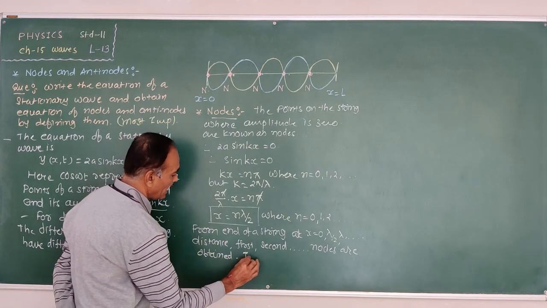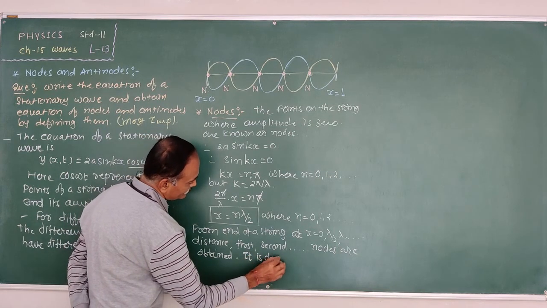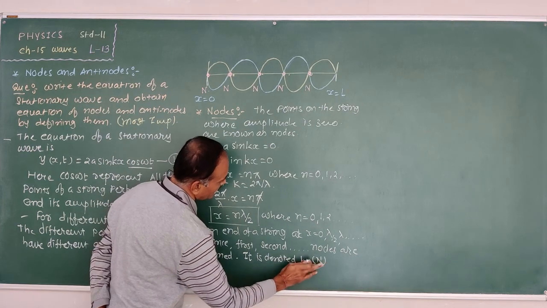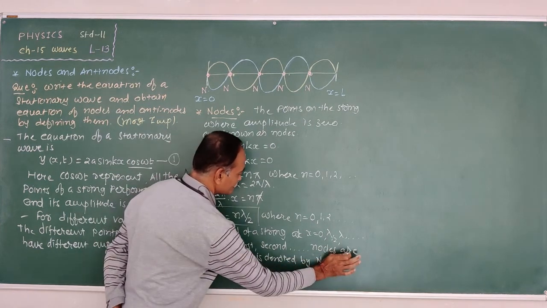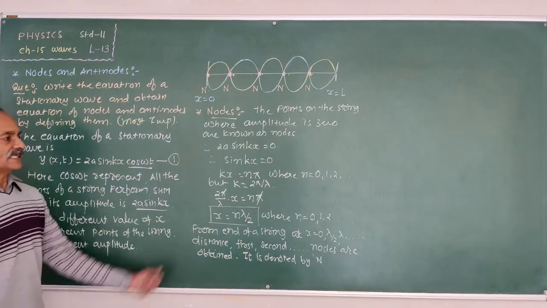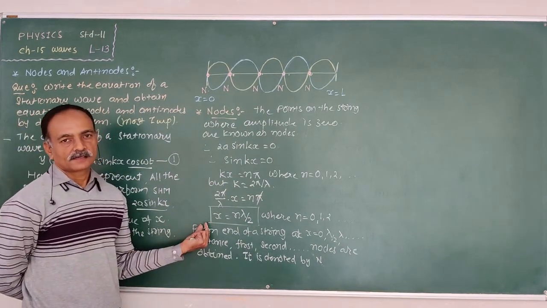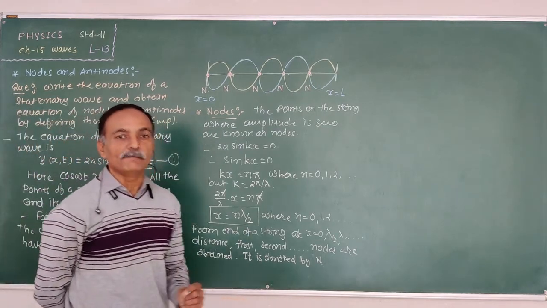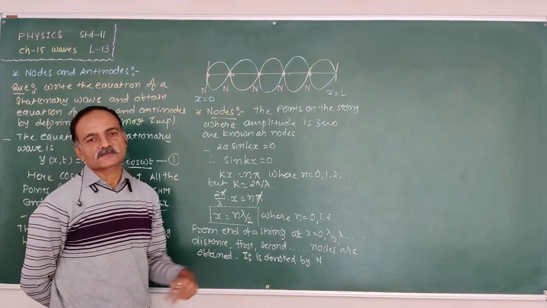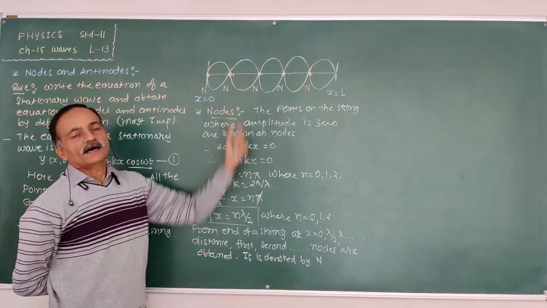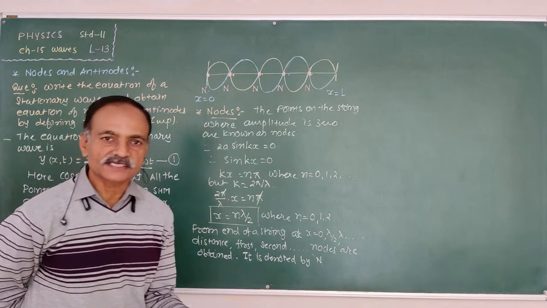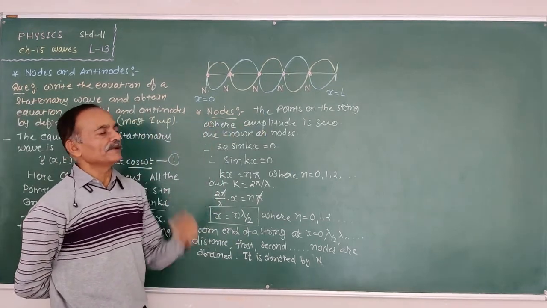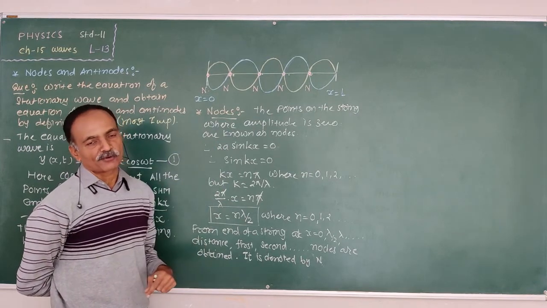It is denoted by capital N. So that is the equation of the node. We just discussed that 2a sin kx represents the amplitude of the different points of the string, and the amplitude of different points of the string is also different. Therefore, the points of the string where the amplitude becomes 0 are known as the nodes.